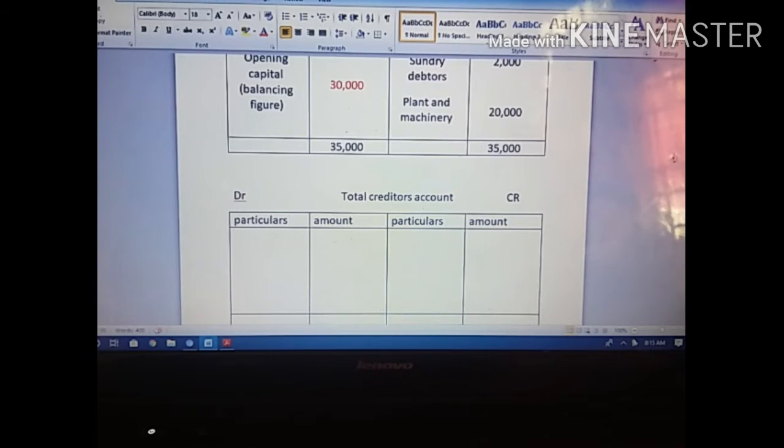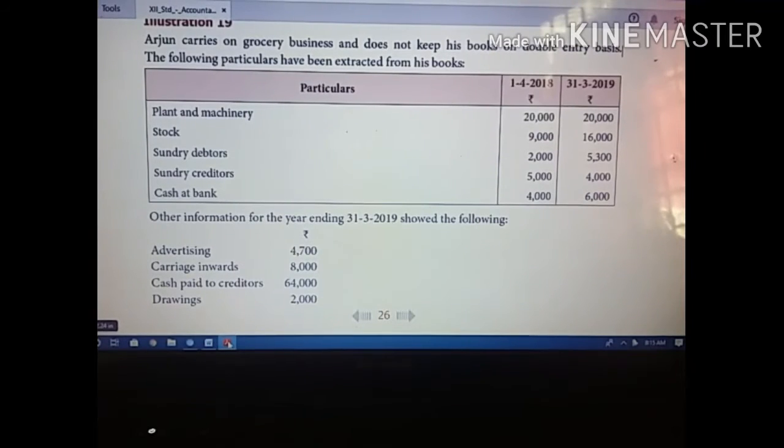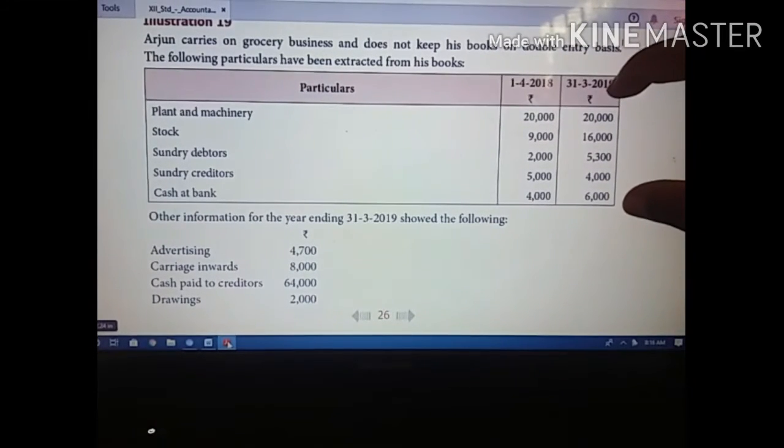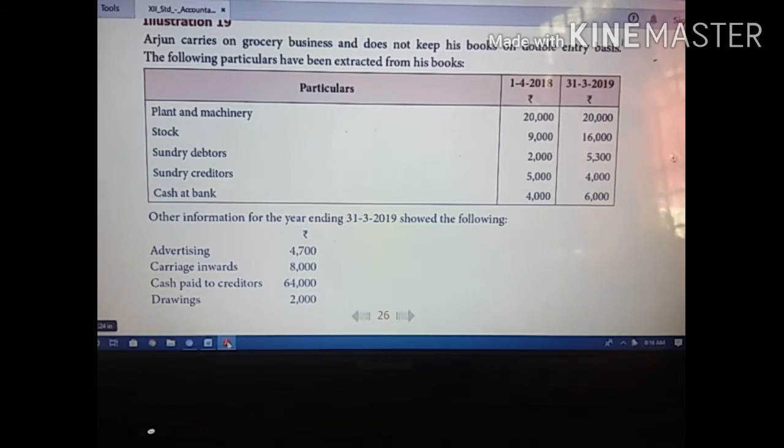For the total creditors account, the opening balance we have to enter on the credit side, and here you have to show the cash paid to creditors. Then if there are any returns, purchase returns, we have to show them. So see the question. In other information, these are all the information we use to prepare a statement of affairs. So we have to see the other information.